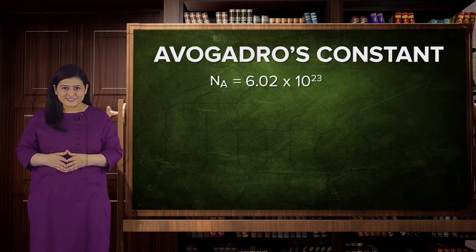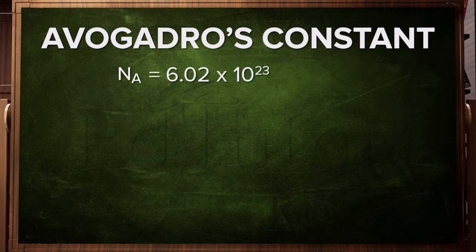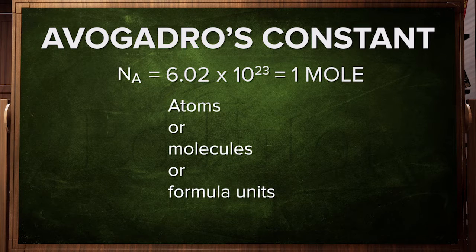Avogadro's constant means 6.02 × 10^23 particles, and it is represented with Na. This would mean that 6.02 × 10^23 number of atoms or molecules or formula units are called Avogadro's number, and it is equivalent to 1 mole of a substance.